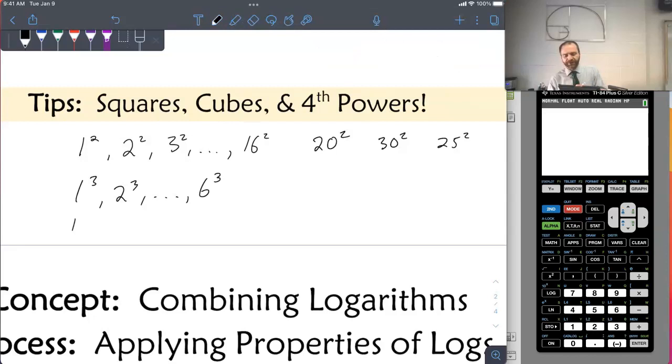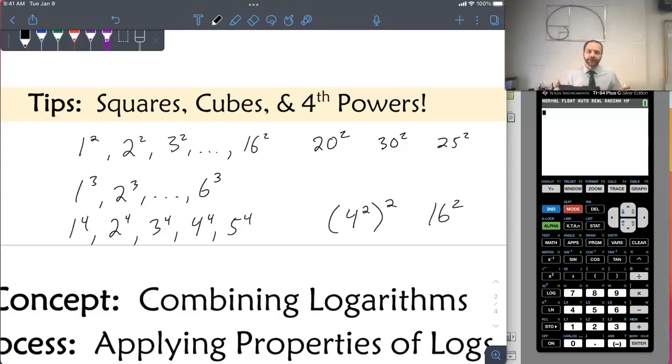4th powers. 1 to the 4th power. Again, you can do it. 2 to the 4th power. 3 to the 4th power. 4 to the 4th power. 5 to the 4th power. And any of those numbers with a 0 at the end. Now, again, the quickest way to raise something to the 4th power is to square the number and then square it again. So 4 to the 4th power is really 16 squared.